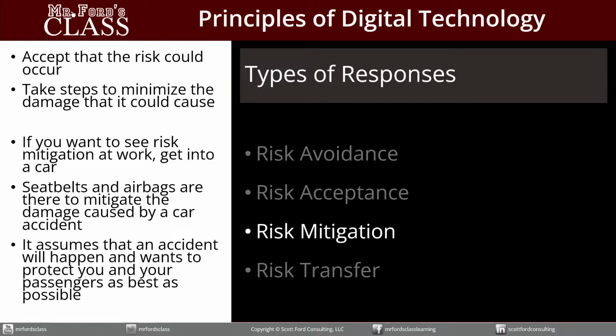Then we have risk mitigation. This accepts that the risk could occur, but we take steps to minimize the damage that it could cause if things go pear-shaped. If things go bad, we are reducing the damage that can happen when it goes bad.